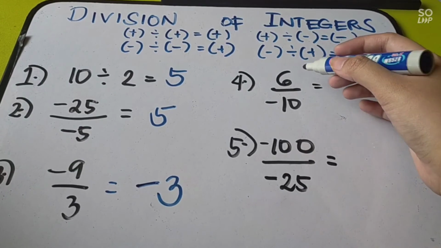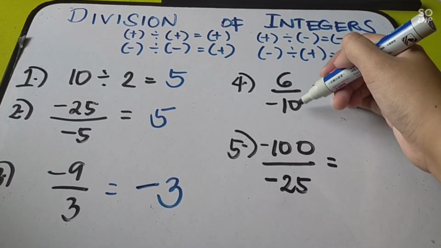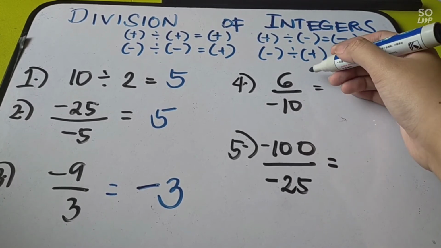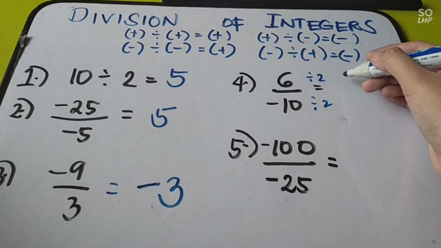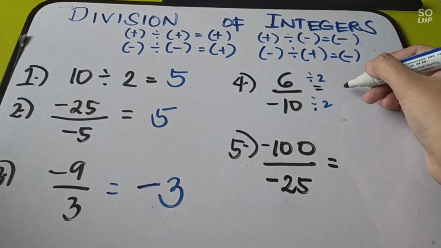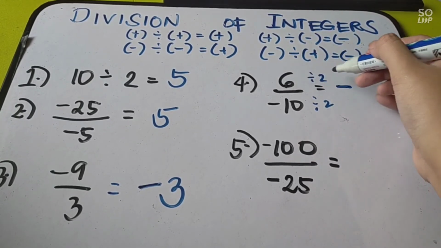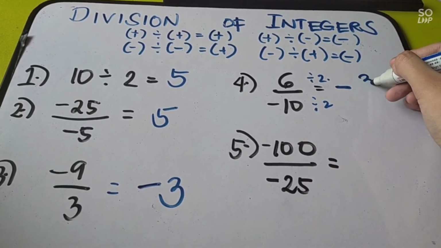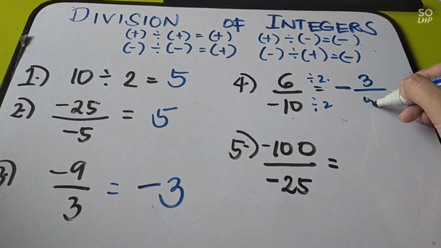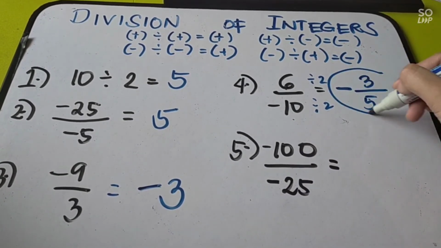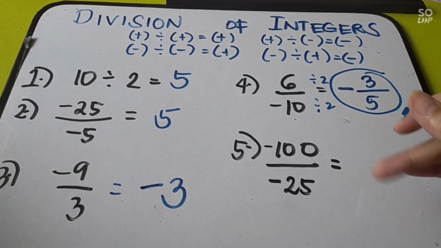This one, you cannot divide 6 to 10, but pwede mo siyang i-lowest term. They are divisible by 2, tama? So, since divisible by 2 siya, divide mo lang siya by 2. So, this is negative. Kailangan nasa gitna yung negative sign mo, ha? 6 divided by 2, the answer is 3. Over 10 divided by 2, the answer is 5. So, this one is your final answer. Lowest term lang. Pa-lowest term lang tayo.